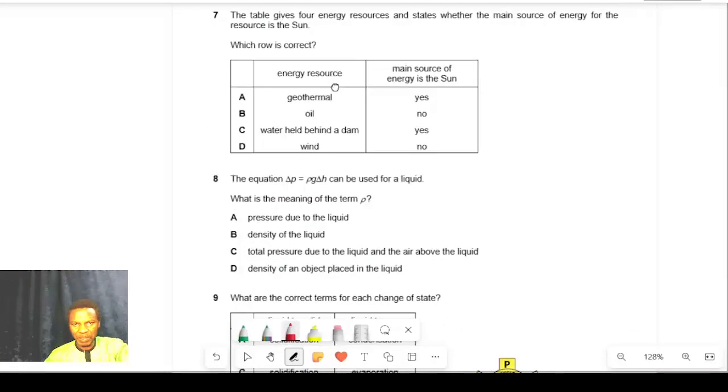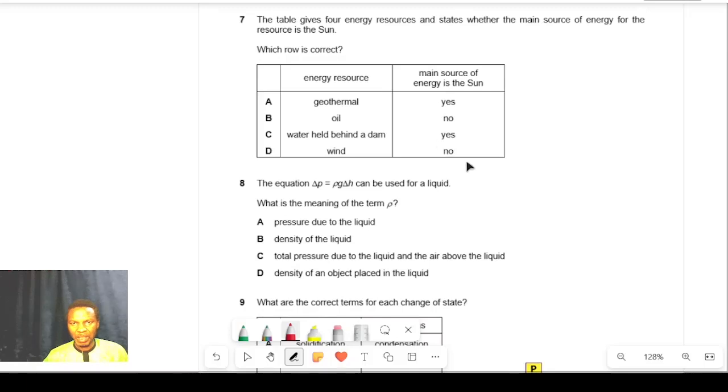So let's look at question number 7. The table gives 4 resources and states whether the main source of energy for the resources is the sun. Which row is correct? That's question number 7.